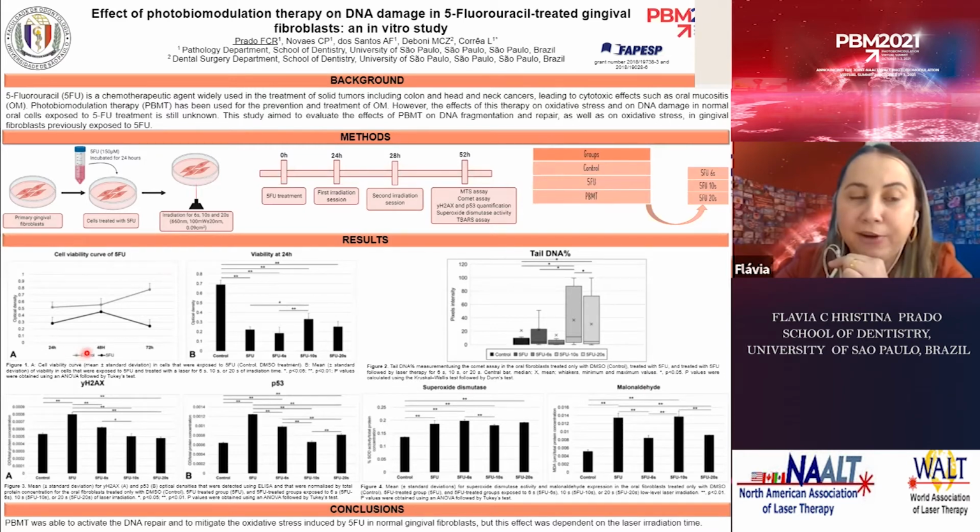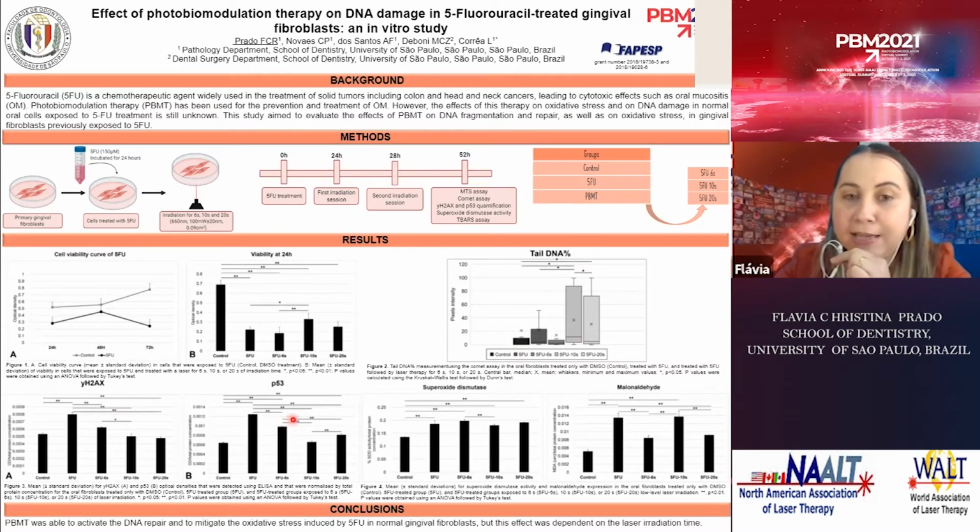As a result, in the first graph, we analyze cell viability after 24, 48, and 72 hours of exposure to 5-FU. After 24 hours of exposure, cell viability was about 54% compared to the control group. In the second graph, we analyze cell viability 24 hours after PBM. The 5-FU 10 seconds group shows the highest viability in relation to 5-FU and 5-FU 6 seconds. In the COMET assay, 5-FU showed a higher tail DNA percent compared to the control group. Besides, the tail DNA percent was higher in the 5-FU 10 seconds.